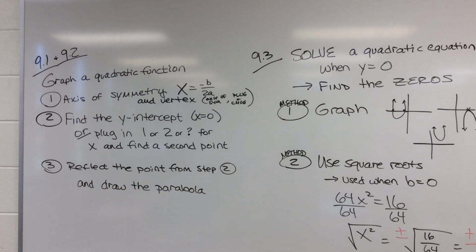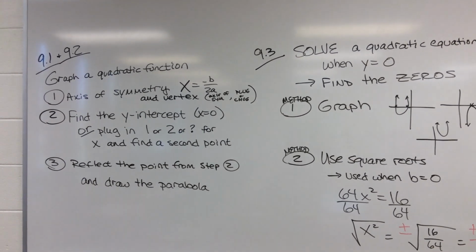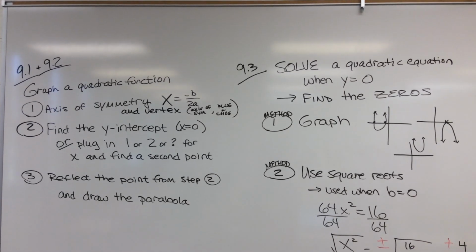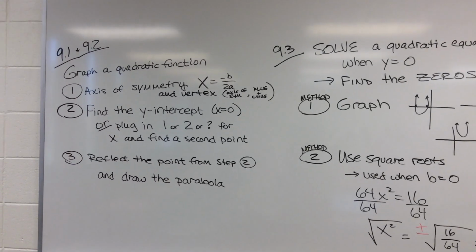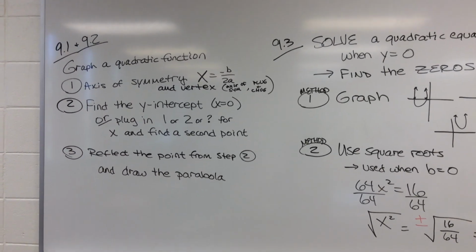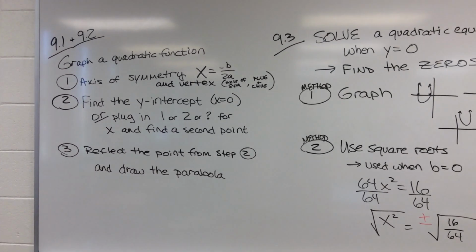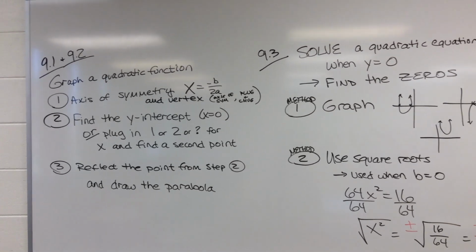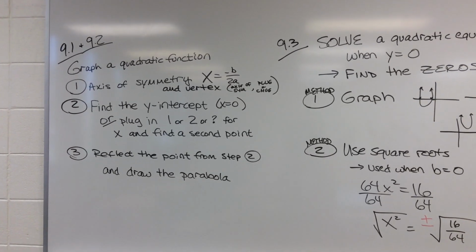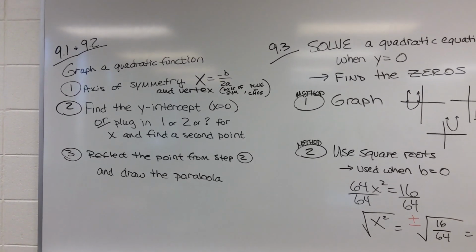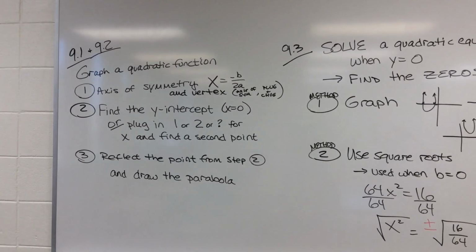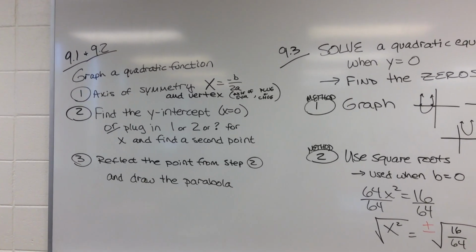This video is a quick review for what you will have on your quiz on Wednesday, which covers sections 9.1 to 9.4. In 9.1 and 9.2, we learned how to graph a quadratic function. We're graphing the entire parabola, which represents all of the possible solutions for inputs and outputs for this particular quadratic function. We graph that by finding the axis of symmetry, where x equals the opposite of b over 2a.